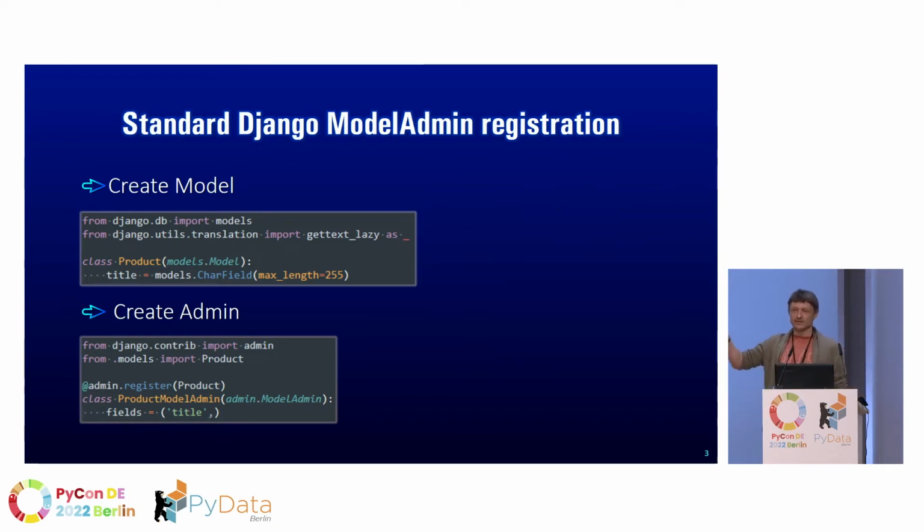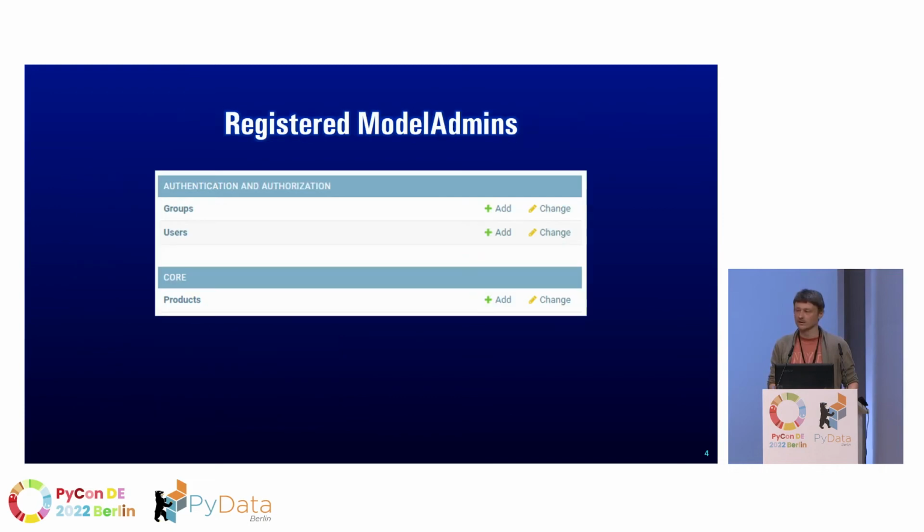Okay, let's imagine I install Django for the first time. I create my first model, for example, this product model. And I create my first model admin. And I want to start it. What happens? Sorry. I see not only my model admin. I see also something else.